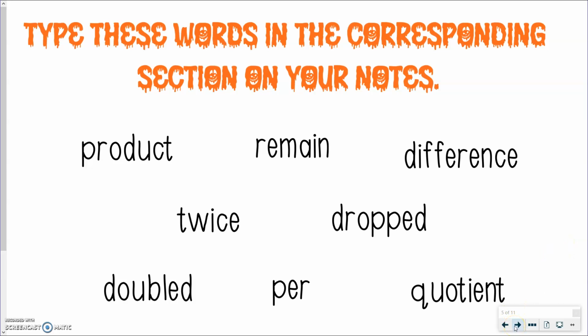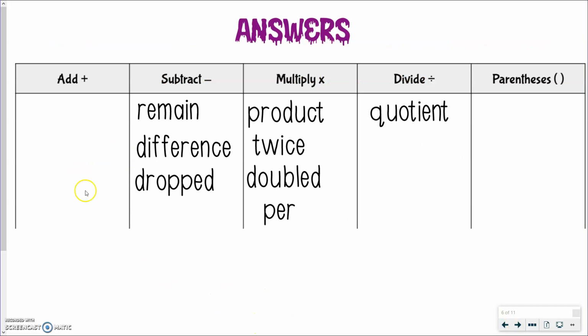All right, let's see where these words go. And again, you'll have to pause to type them in. So we didn't have any add words or parenthesis words at this point, but we did have some subtraction words. So remain, that'd be kind of like leftovers, so that's going to be subtraction. Difference, if you find the difference of something, you're making that comparison, and so you're subtracting to find that difference between the two numbers. And then dropped would be something going down, so that would also be subtraction. Product would be multiplication. I think maybe we mentioned that we have two factors being multiplied together, and the answer to a multiplication problem is product.